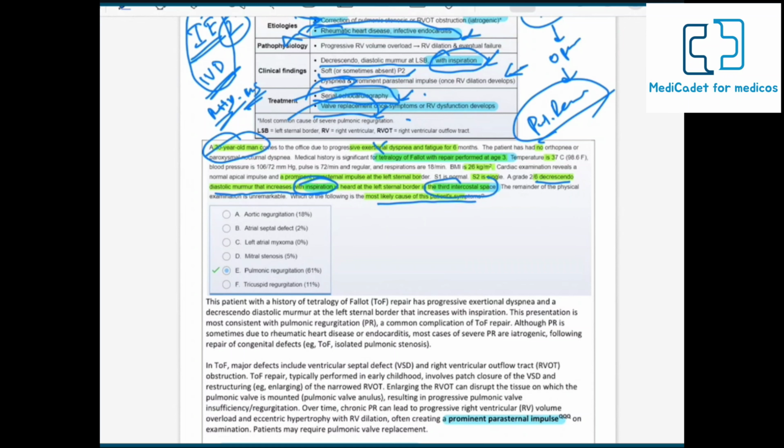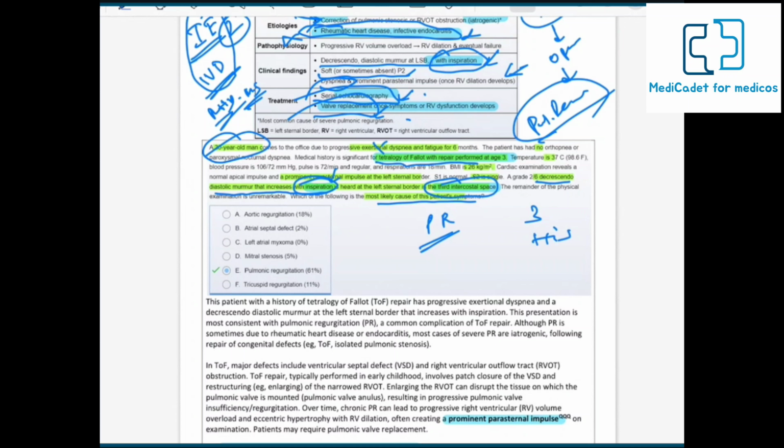Like I told you, always the thing that helps us diagnose is the murmur, and the extra edge will be the maneuvers, increasing or decreasing with inspiration. So here is a decrescendo murmur, and the one that increases with inspiration will be the right-sided one, so it is pulmonary regurgitation. That is straightforward.